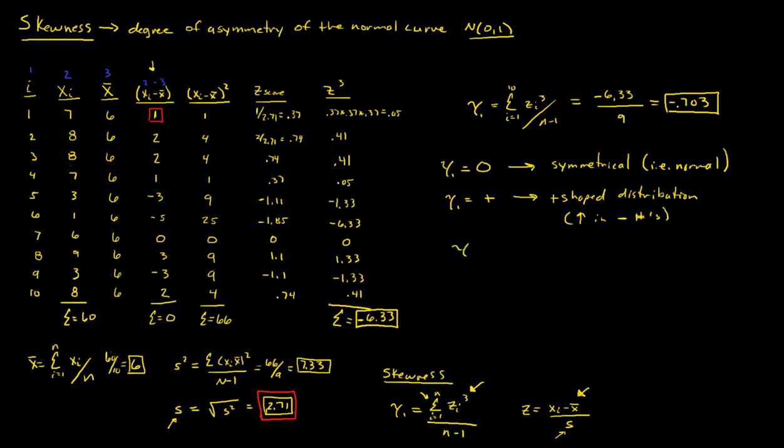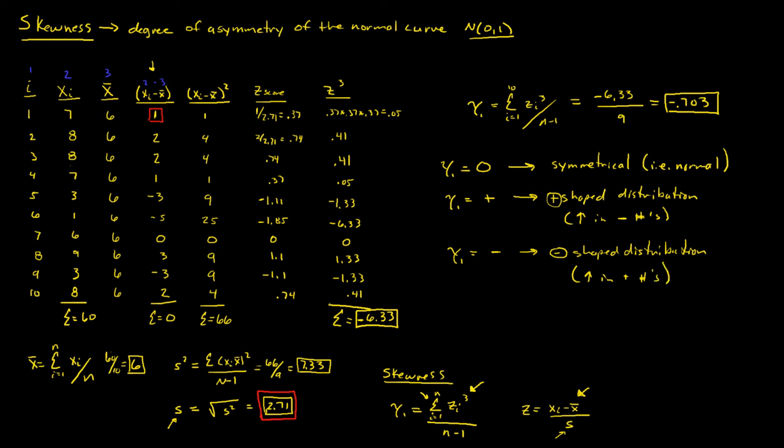If gamma 1, that's an ugly gamma, let's try that again. If gamma 1 is a negative value, then you have a negative shaped distribution, which means you have an increase in positive numbers.